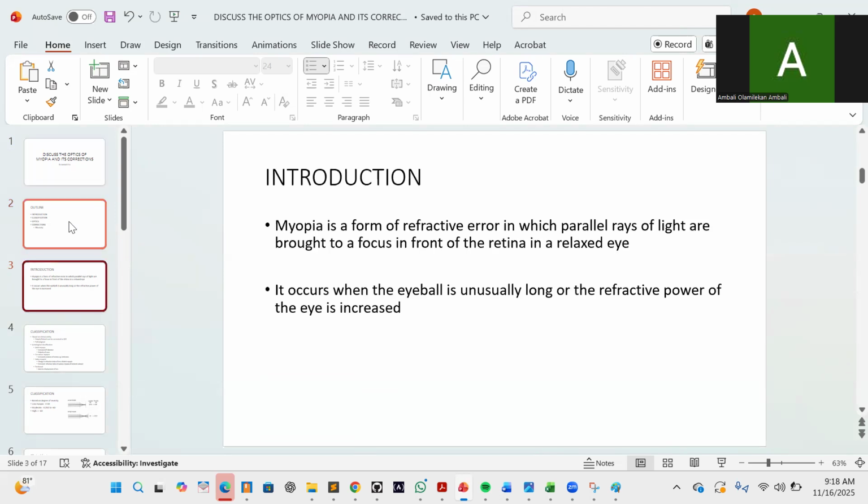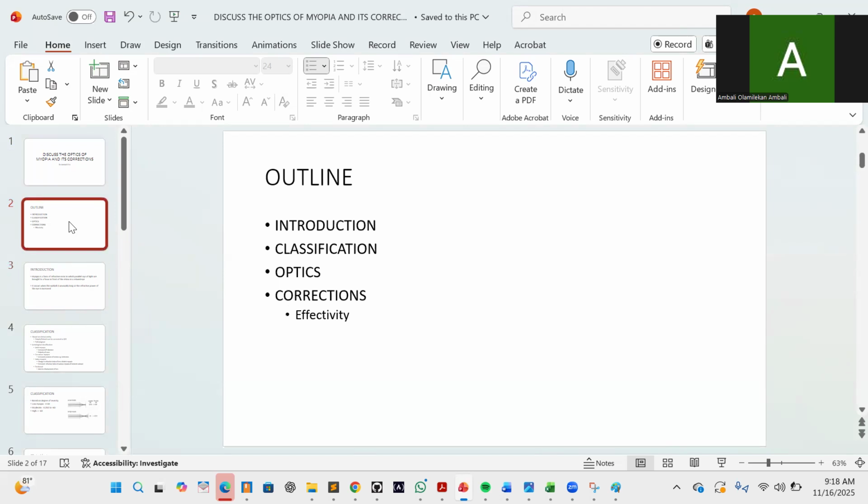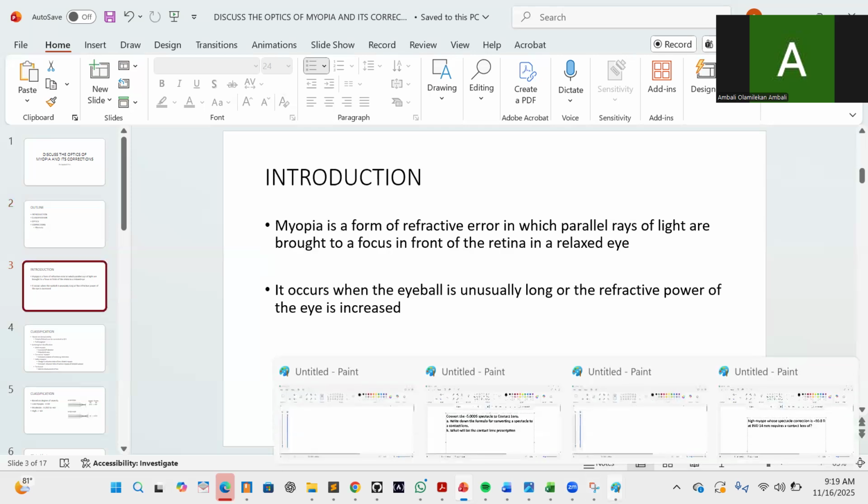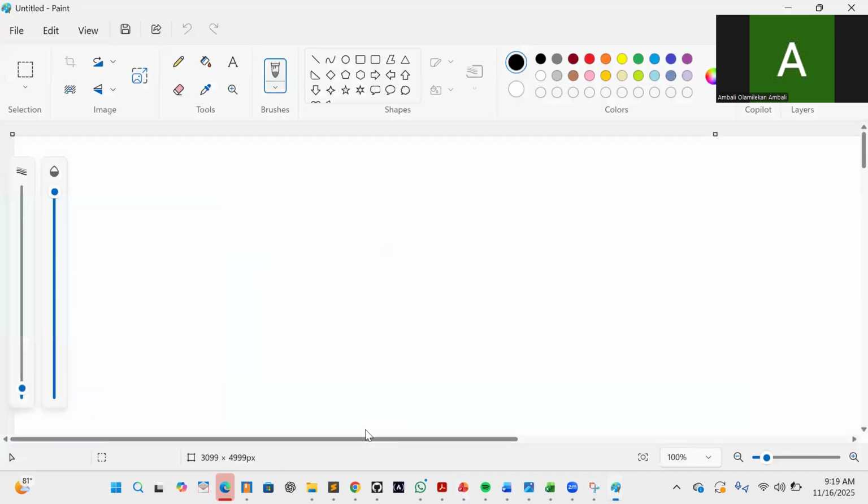So myopia is actually a refractive condition in which parallel rays of light form a point focus in front of the retina. So this is what it means. We'll still draw the diagram when we get to optics. So the idea is just to explain what emmetropia is.